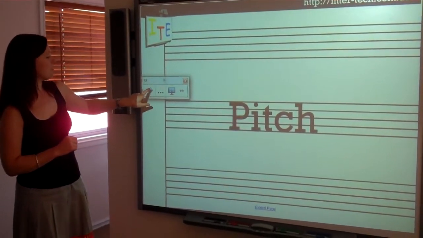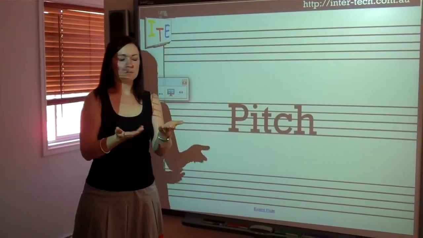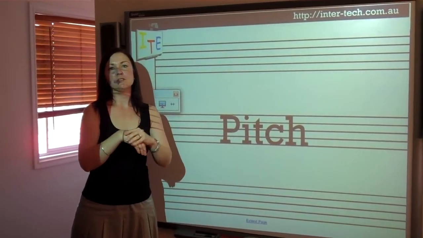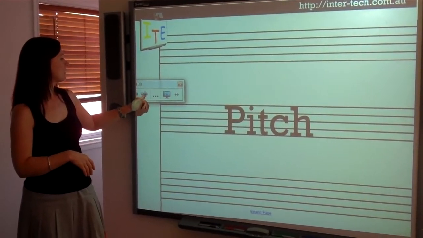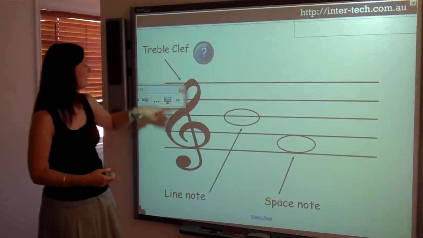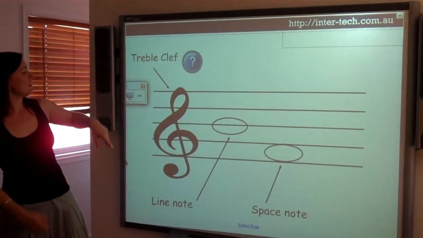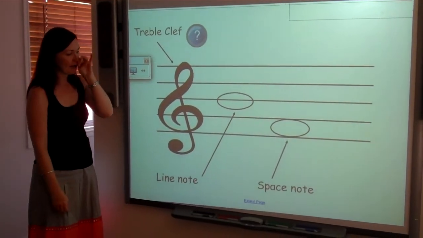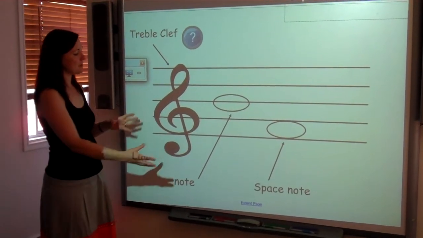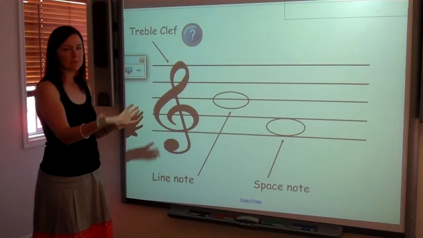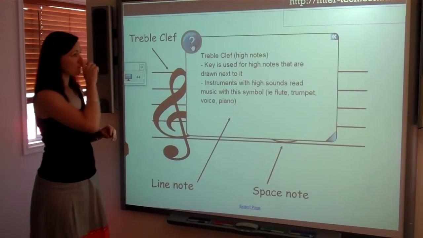Okay, on to pitch. Pitch talks about, instead of our beats and our rhythms in music, how high or how low our sounds are. And pitch and rhythm come together to make our music, of course. So here's our treble clef, the first symbol I introduced to my primary students, and I would be explaining to them that this symbol tells us something about the music we're about to hear.